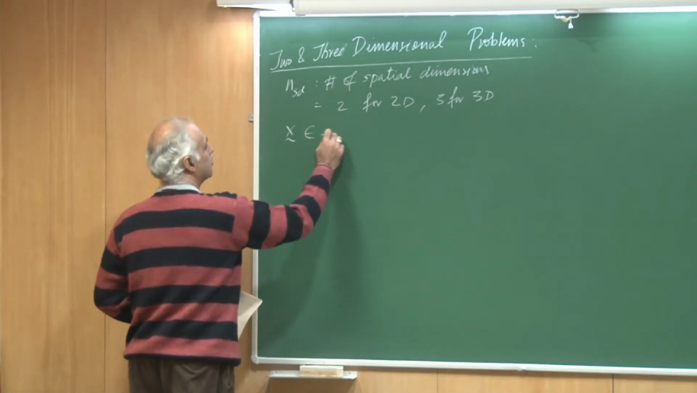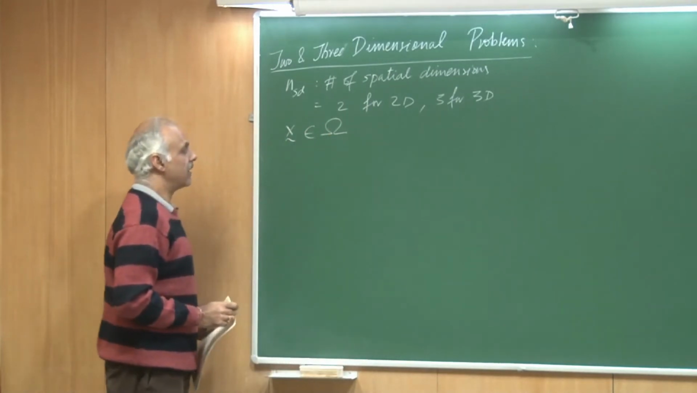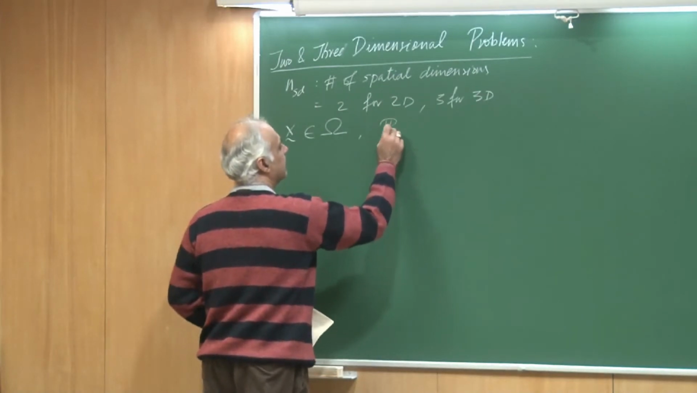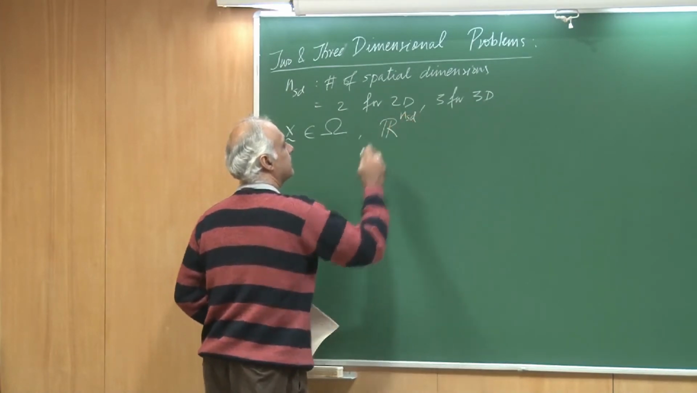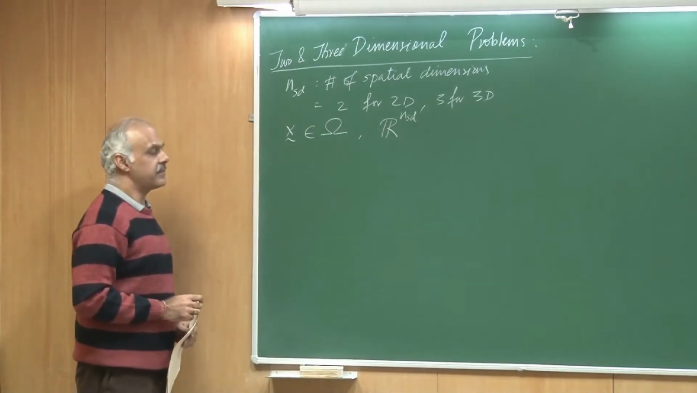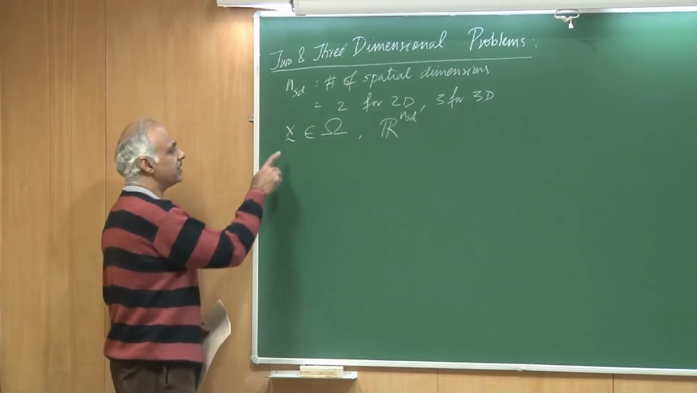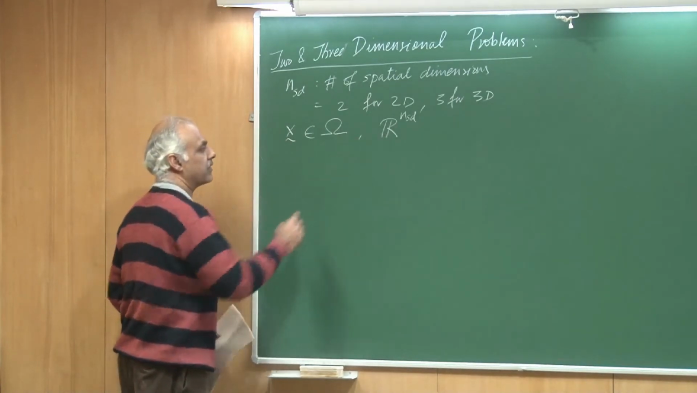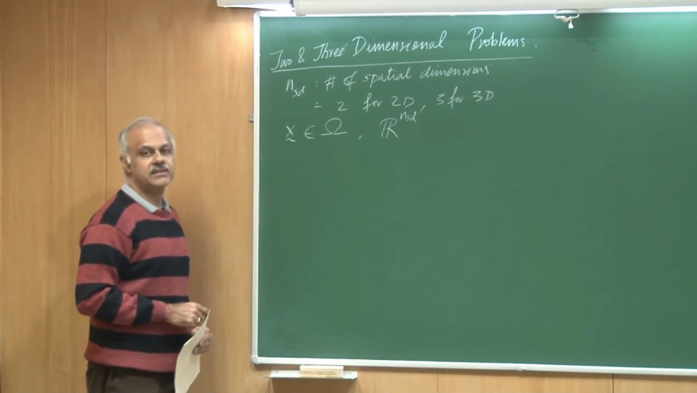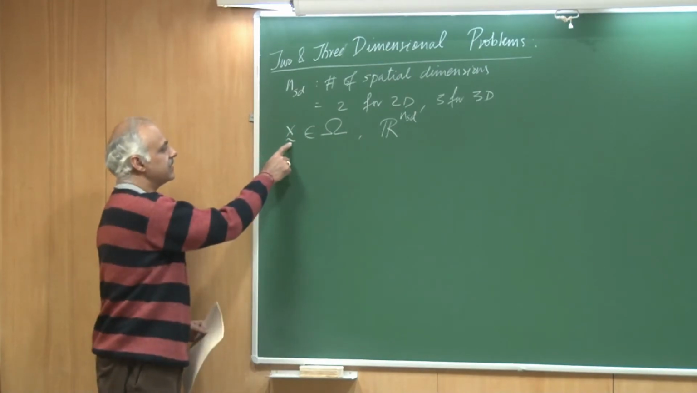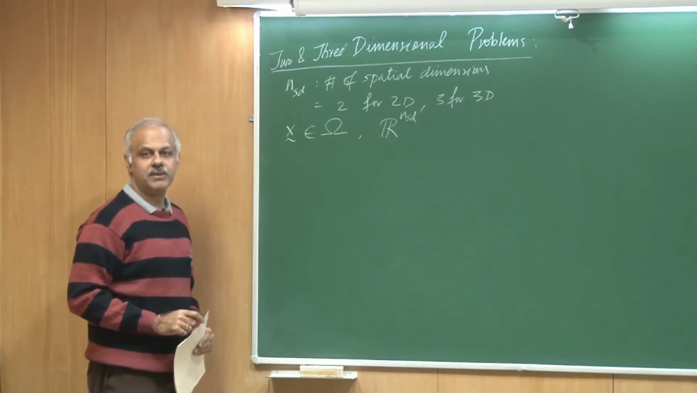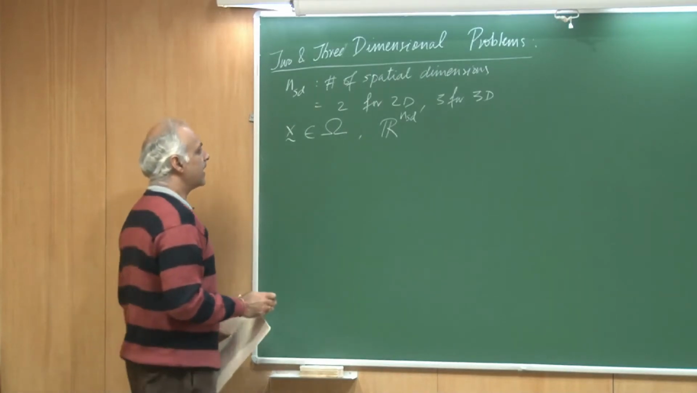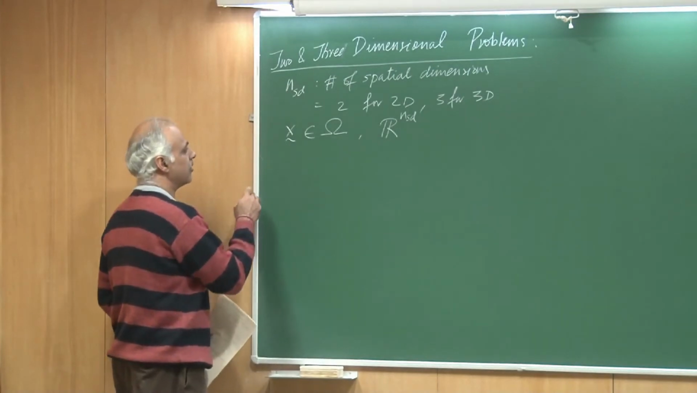So x belongs to the domain omega, and omega actually could be something like R^NSD. Okay. So if I have, let's say, a 2-dimensional vector, then I would be associating with 2 real numbers. If I have a 3D vector, it has 3 components, then I would have 3 real numbers that denote its location. And I can use different notations for x.